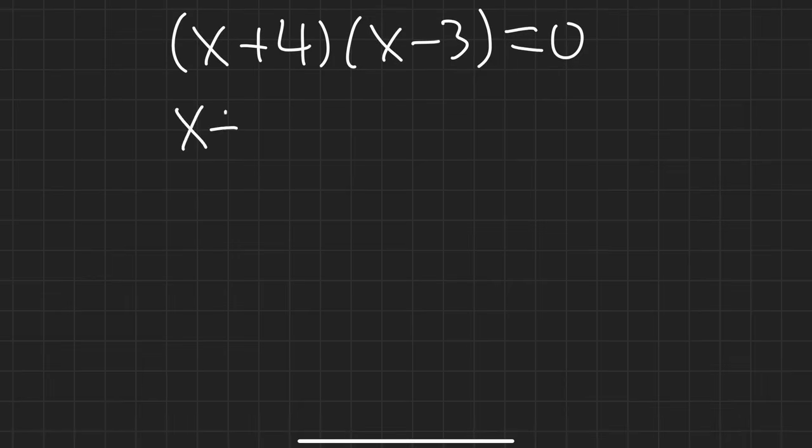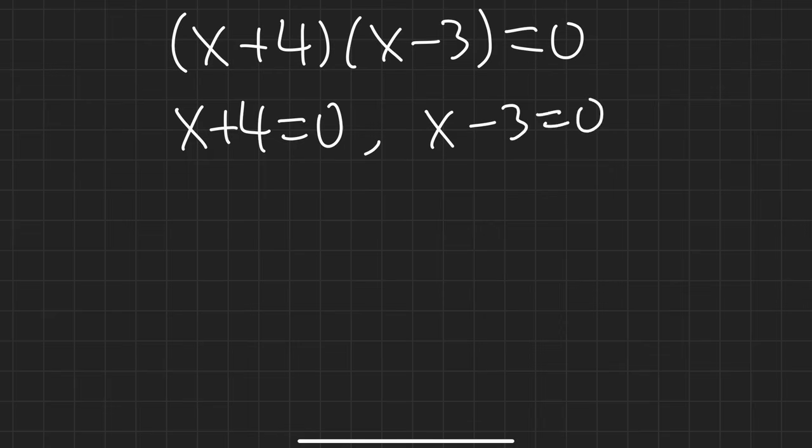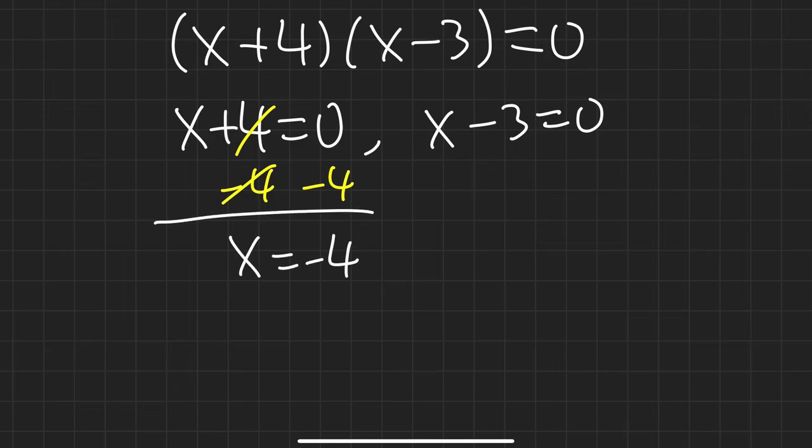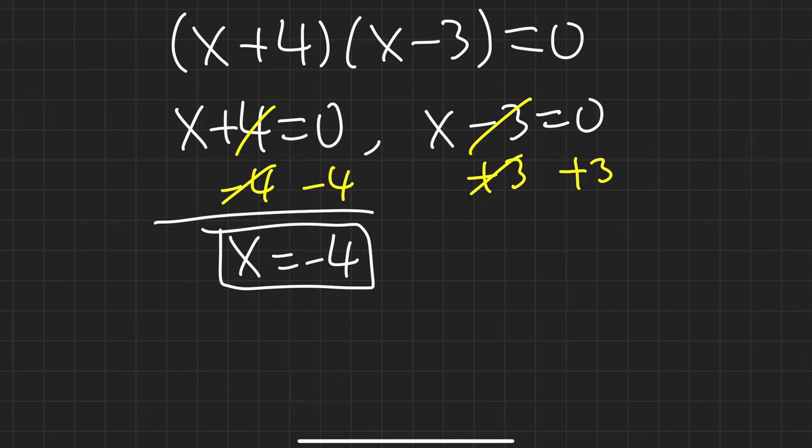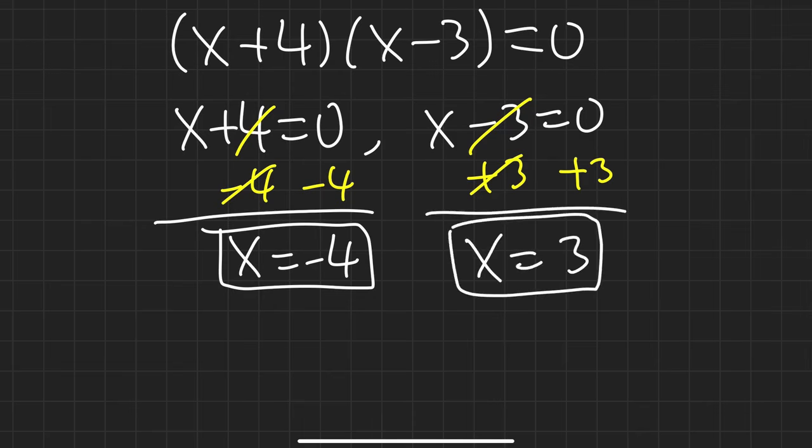So let's put the first factor equal to 0, and then put the second factor equal to 0. Subtract 4 to both sides here. First answer, x is equal to negative 4. And right here, let's add 3 to both sides. And we get x is equal to positive 3. And then we are done.